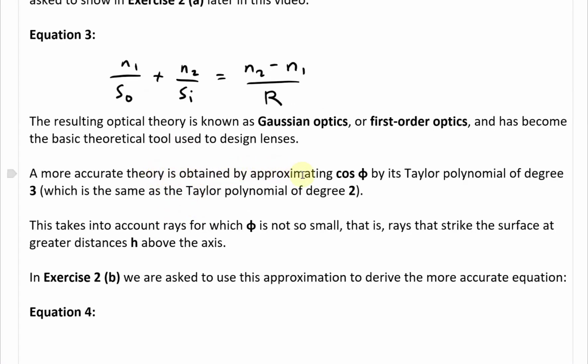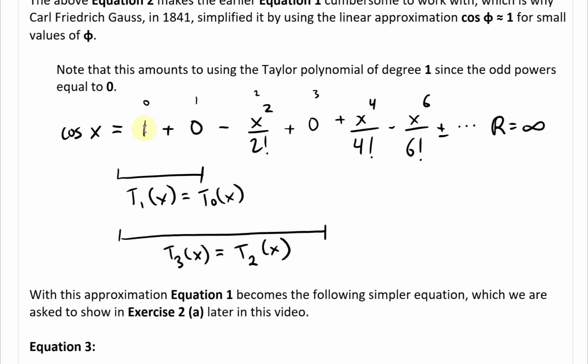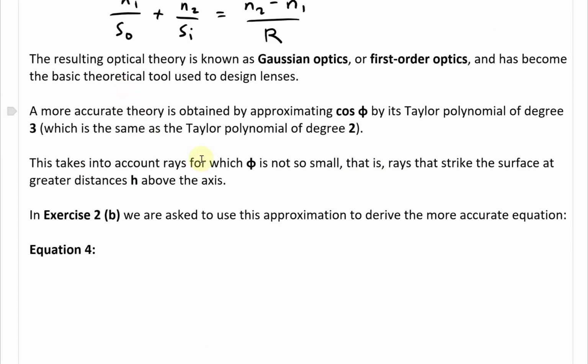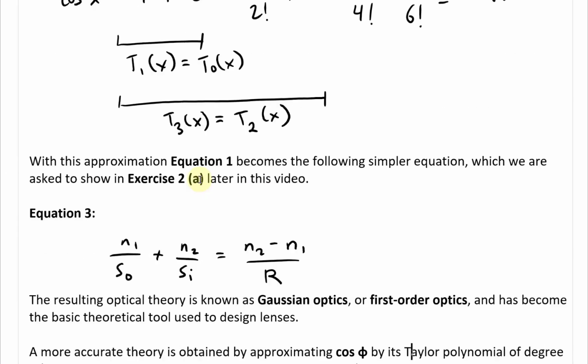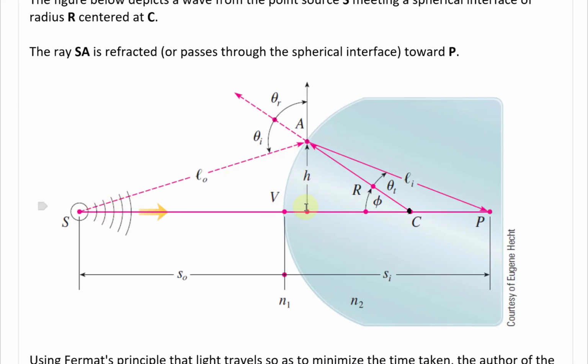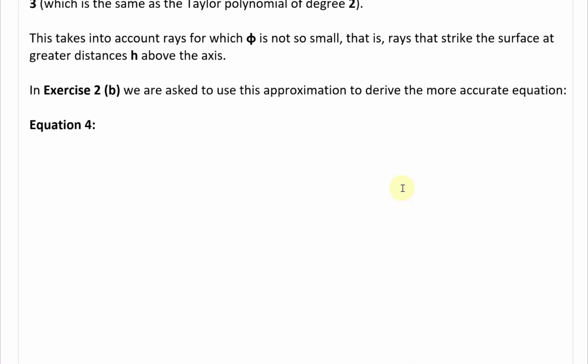A more accurate theory is obtained by approximating cosine phi by its Taylor polynomial of degree 3, which is the same as the Taylor polynomial of degree 2. Again, I've written that over here. So degree 3 is the same as degree 2. So we're now going to use 1 minus x squared over 2 factorial. This takes into account rays for which phi is not so small, that is, rays that strike the surface at a greater distance h above the axis. So when you have a higher order approximation, you can take into account bigger angles phi, where the rays strike higher up on this surface, and you can more accurately model or calculate. So anyways, let's go to equation 4.